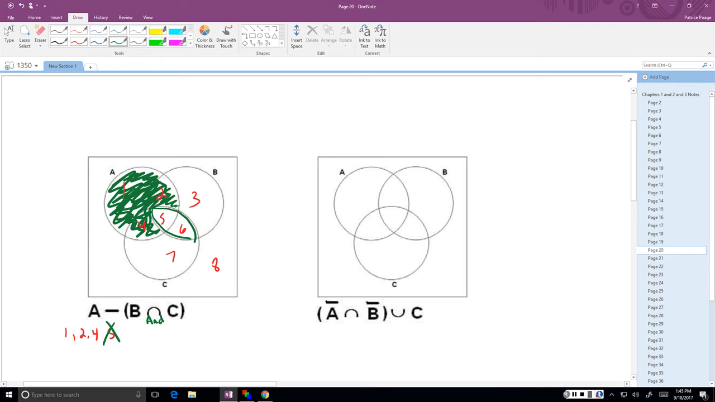Okay, so let's try this one. 1, 2, 3, 4, 5, 6, 7, 8. Bella, main operation here is what? Union, which means plus. C is 4, 5, 6, 7. Then we've got to read this left side, Julia. It says A complement intersect B complement. What does that mean? Can you put that in words that we understand? What's not A and what's not B? Yeah, it's not in A and it's not in B. So it's just the 7 and the 8.